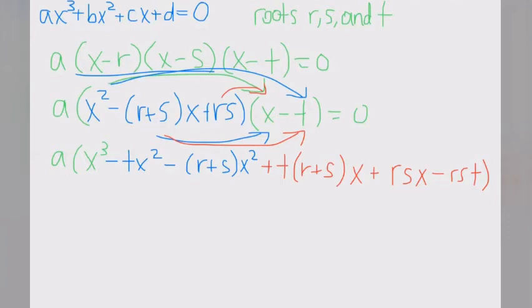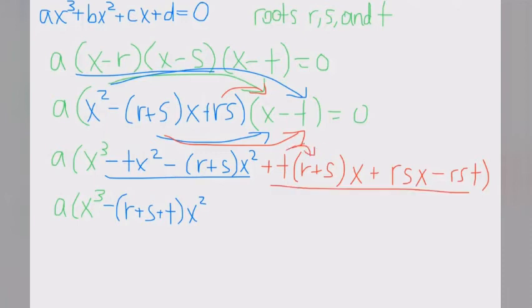I can combine some like terms. So we have a out front and then x cubed, and then I can combine these blue terms because they are both multiplied by x squared. I can rewrite this as (r plus s plus t) x squared. And then I can combine the red terms. So this would be rt and st. So (rt plus st plus rs) x. And then finally we have this term, minus rst. This is equal to 0.